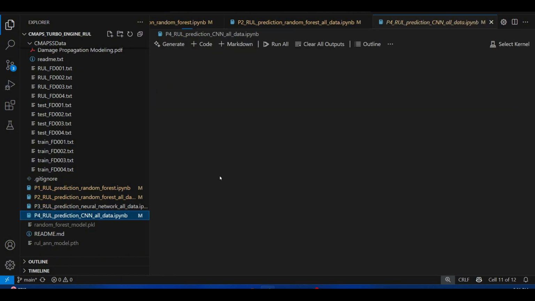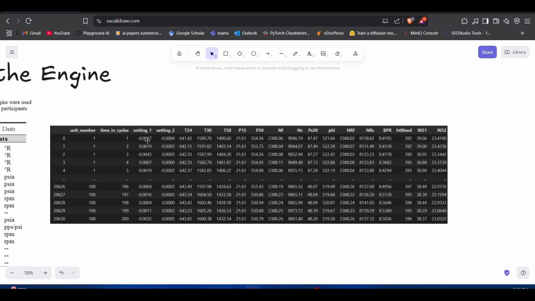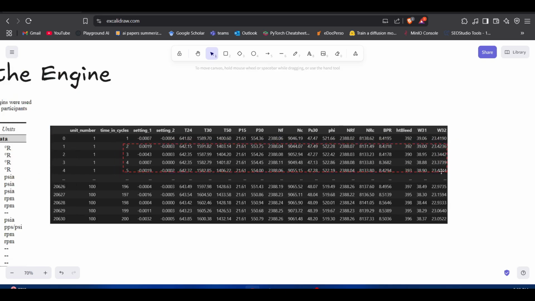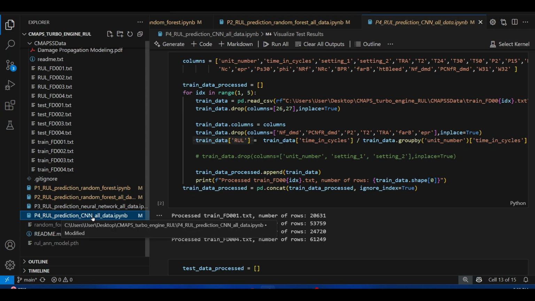I also trained a CNN model, a 2D CNN, using a sliding window method. Till now, I was just taking one row as input to my model. But after that, I took the whole window length of sensor data as input. I also trained a CNN and also an RNN. So this will be my input at once, then this will be my input, then this, and so on and so forth. And if this is my input, then the live ratio for this particular instant will be the output of the model. That's what I did in this P4 RUL prediction CNN all data.